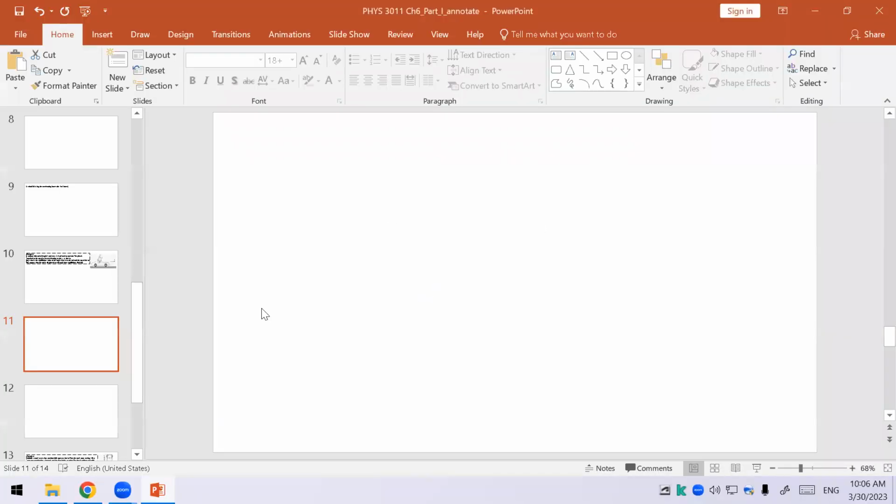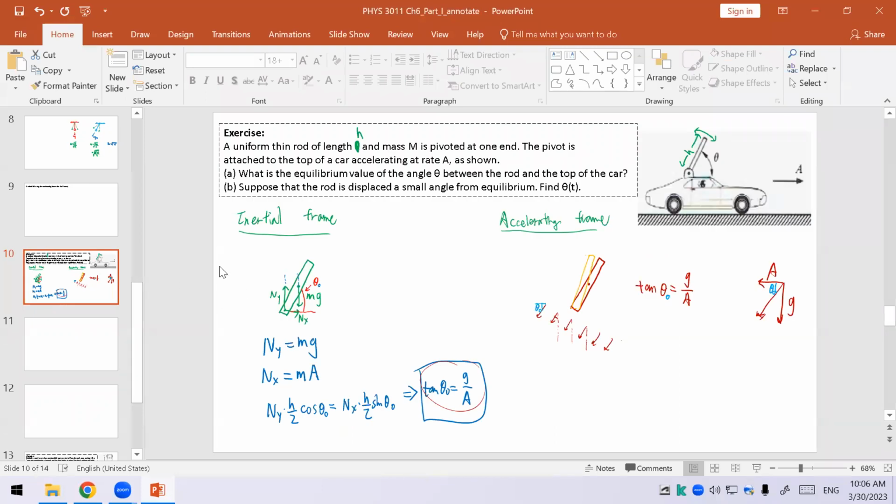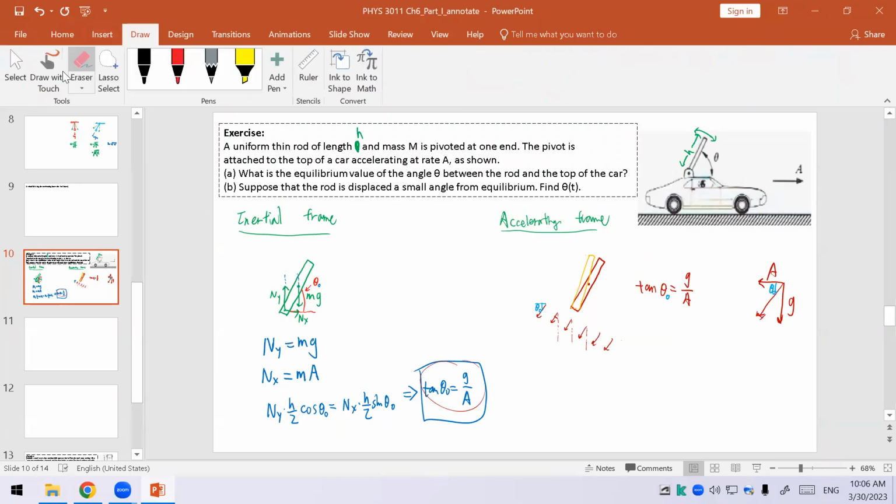Now again, I'm going to solve this problem in two ways. I think I want to just use the same figure.